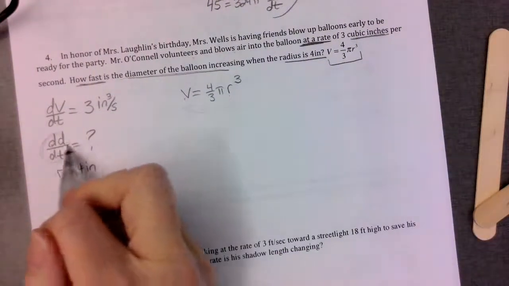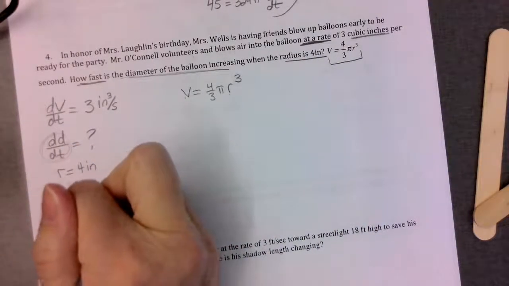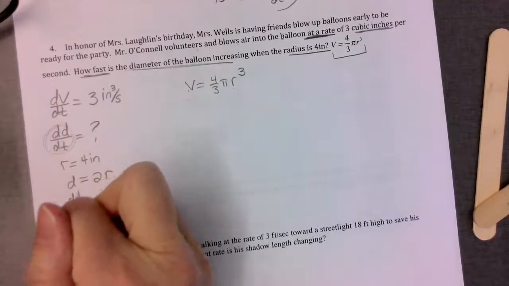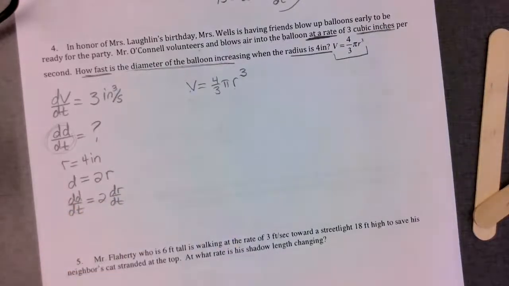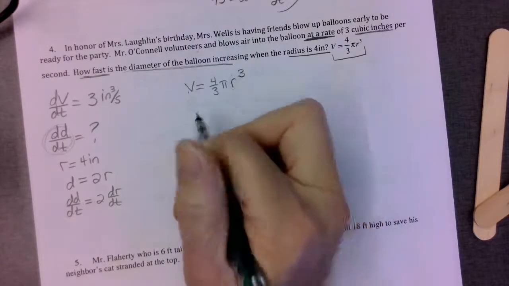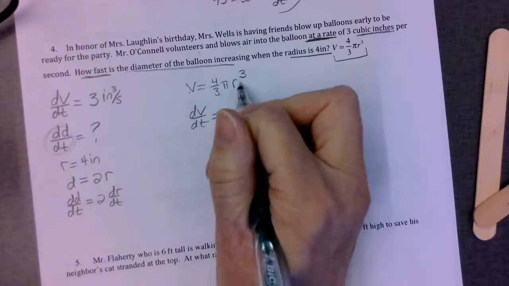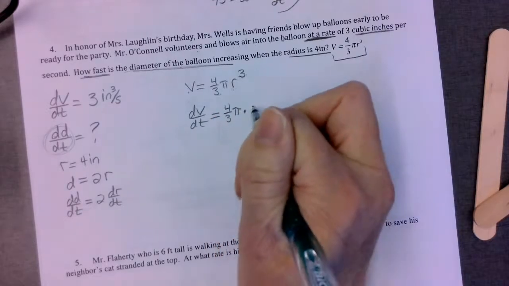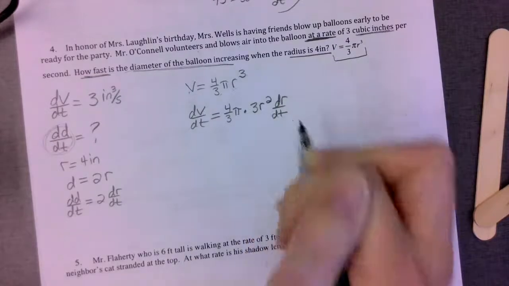I need to find the change in the diameter. Well, what's the connection between the diameter and the radius? The diameter is twice the radius. So in terms of the derivative, then, dD/dt should be double the dr/dt. So if I know dr/dt, I just have to double it. And I have a function here in terms of r. So dV/dt equals, all these constants are going to be multiplied by this one's derivative. So 4/3 pi is being multiplied by 3r squared times the rate at which the radius changes.